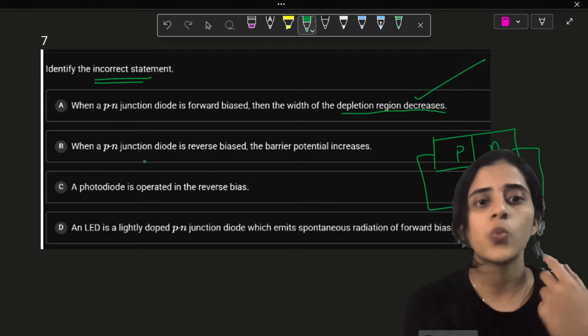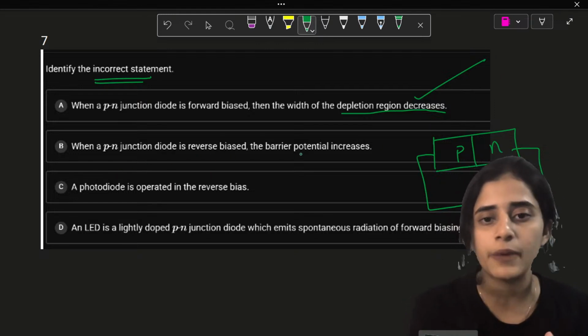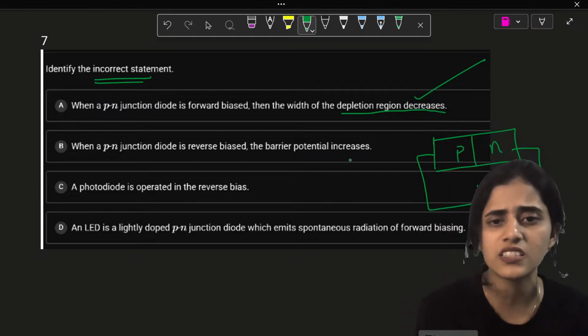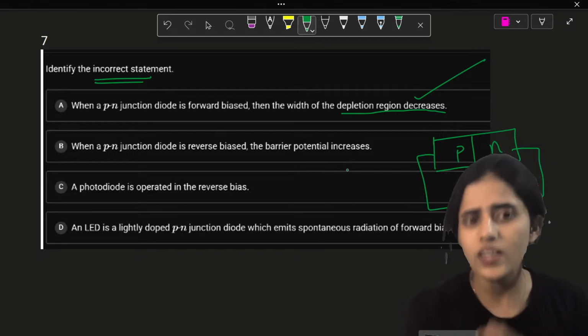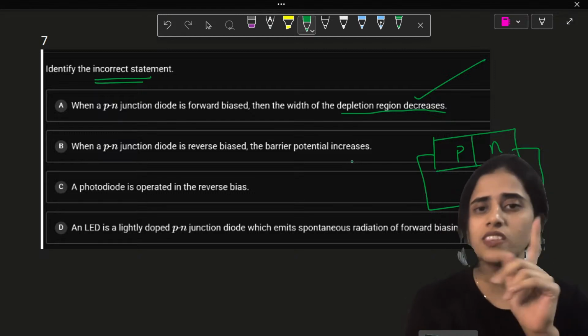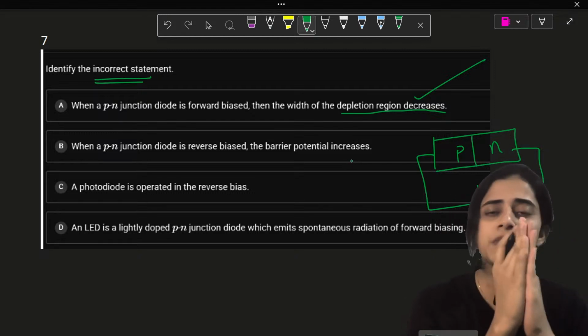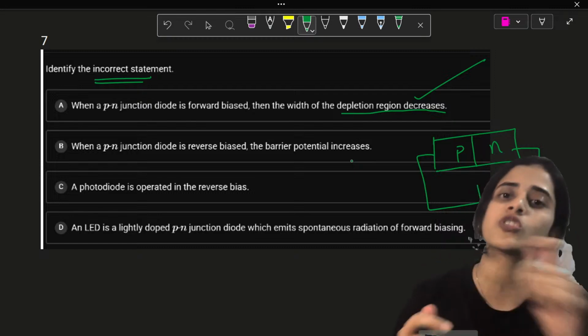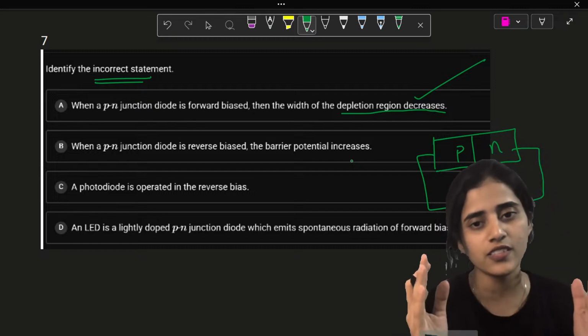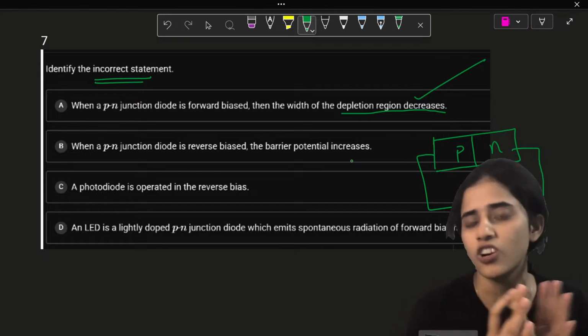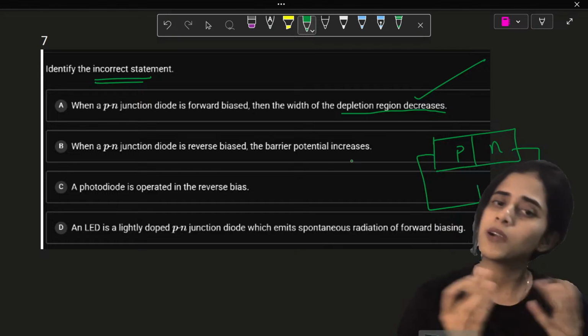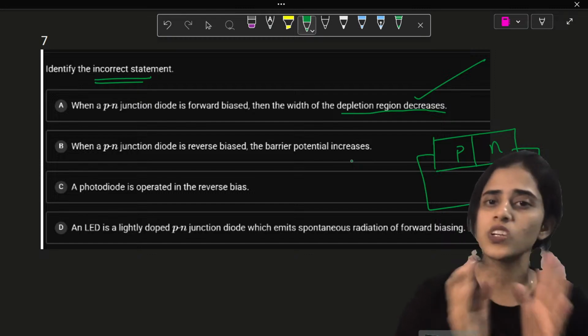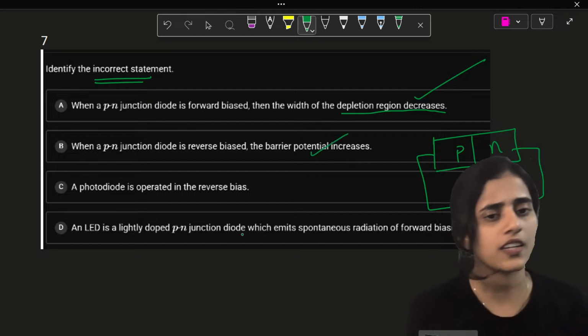Next one. When a PN junction diode is reverse biased, the barrier potential increases. When a PN junction is reverse biased, one thing definitely will happen. The depletion region will broaden. It's like a guest you don't like coming to your house, you close the door. The depletion region broadens. The barrier potential actually does not have a lot of effect, but anyway, it would increase. It wouldn't decrease, so this could also be correct.